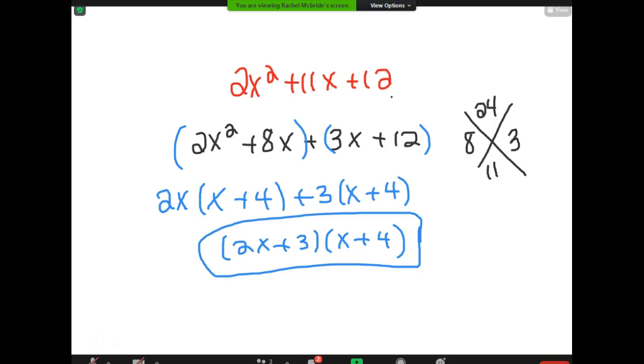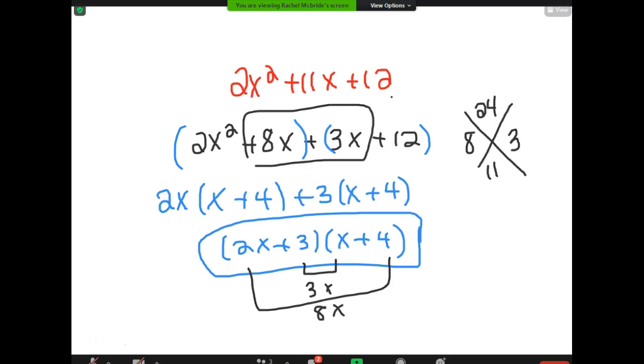And remember, you can always check by doing FOIL. So you have 3x, you have 8x. So that should match those two terms there. And then your outer terms should match as well as your last terms. So you can always do a quick check of all of these with FOIL.